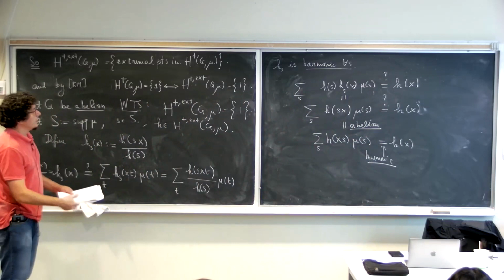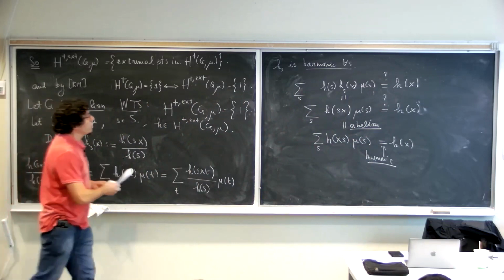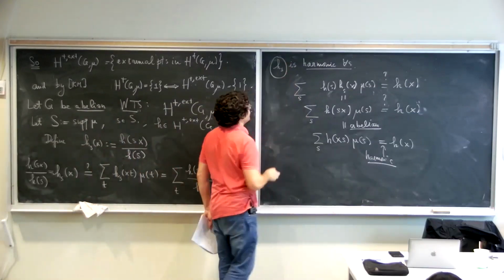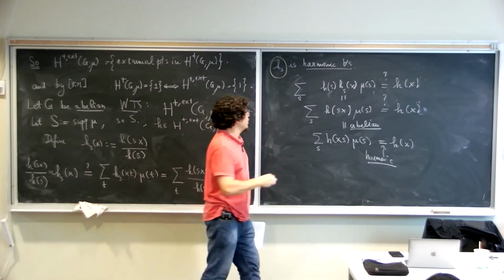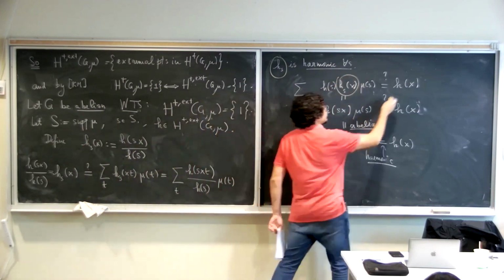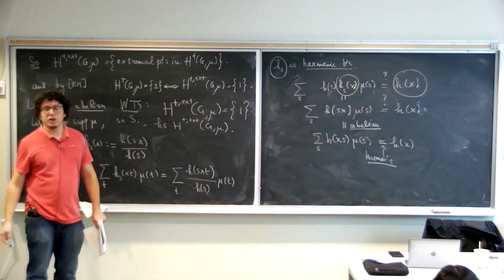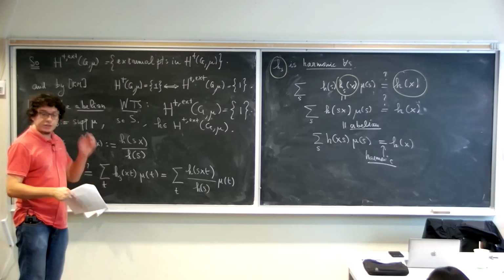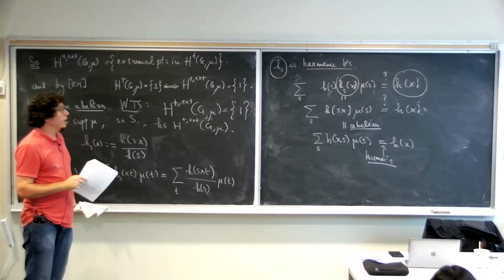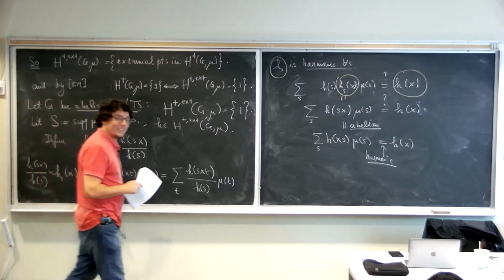Now, once you've done this, what do we observe? Well, we observe that we have a bunch of harmonic functions here, and we're writing H as some linear combination of harmonic functions. And clearly, this is not good.